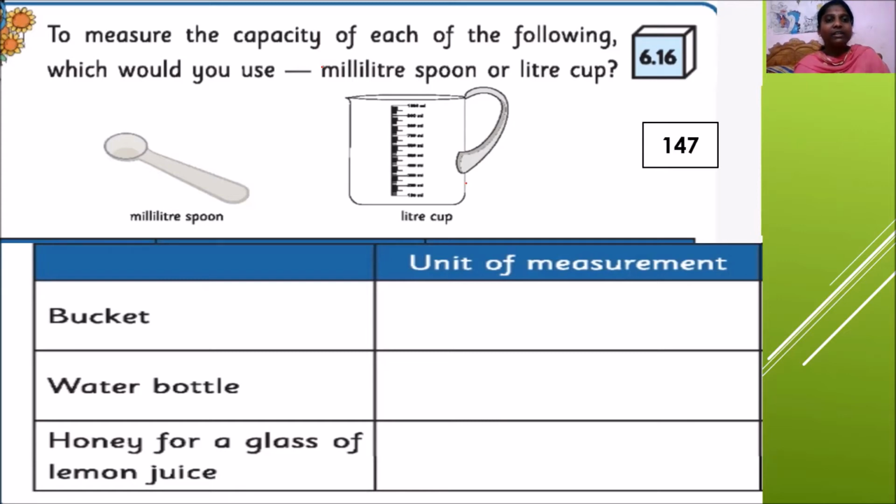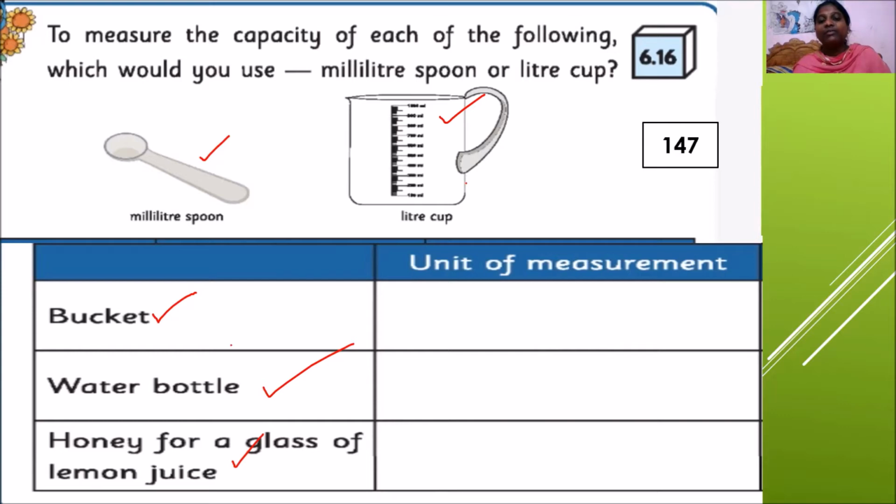Listen carefully, children. To measure the capacity of each of the following, which would you use? Milliliter spoon or liter cup? The first one is milliliter spoon. The second one is liter cup. The following objects are: the first one is bucket, the second one is water bottle, third one is honey for a glass of lemon juice.